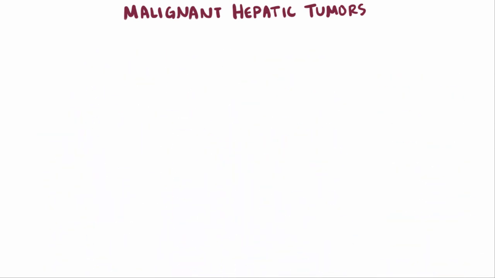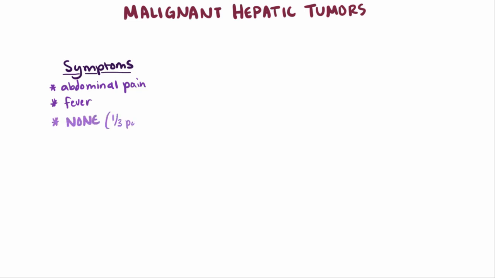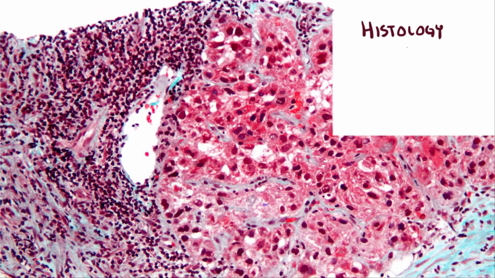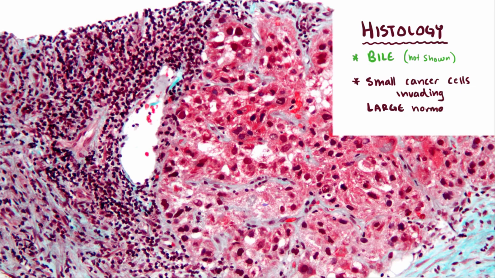Because their abdomen is swollen from ascites and hepatomegaly, patients might present with abdominal pain as well as fever due to the destruction of liver cells. Having said that, a relatively large proportion of patients, about 1/3, are asymptomatic, and as such the cancer is found incidentally. On histology, it's common to see bile inside the hepatocytes, as well as the smaller cancerous hepatocytes invading the spaces around the larger normal hepatocytes.